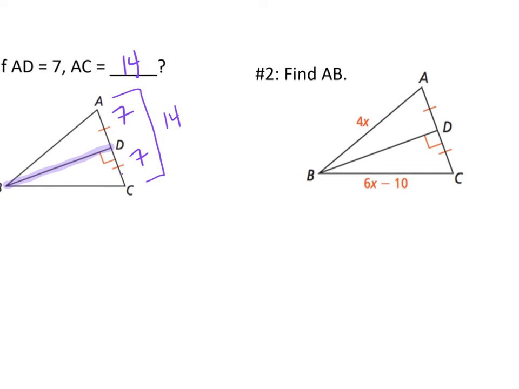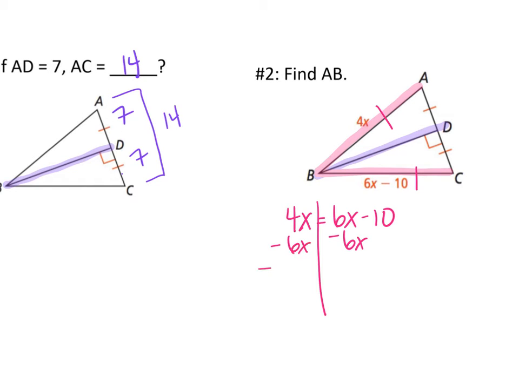Okay, and the second one, again, we have a perpendicular bisector. We see the two congruent parts and the right angle. And so that tells us then that AB has to be congruent to BC. So we know anytime two things are congruent, we're just going to set those two things equal to each other and solve for x. So I'm going to bring over the 6x. Don't forget about your negative signs. And so x equals 5.